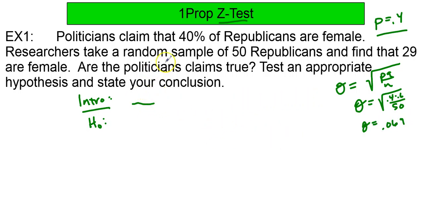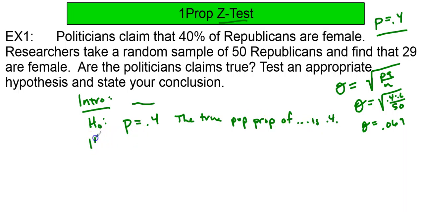Alright, so intro again, we're interested in testing this claim that politicians make about female Republicans. Null hypothesis is about the true population proportion, meaning the true population proportion of female Republicans is 0.4. Alternative is that, in this case it's a two-tailed, so it's not 0.4. So the true population proportion is not 0.4. True population proportion of female Republicans.